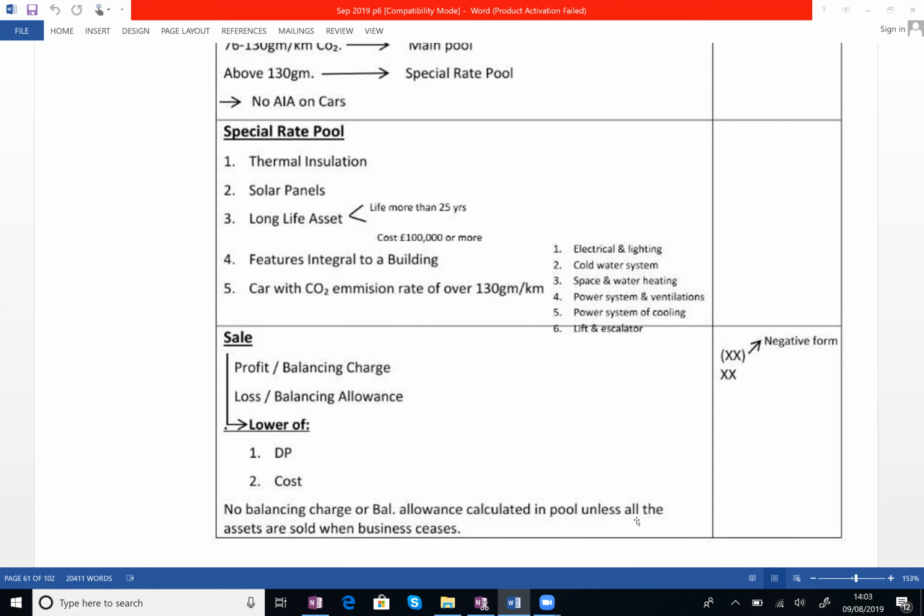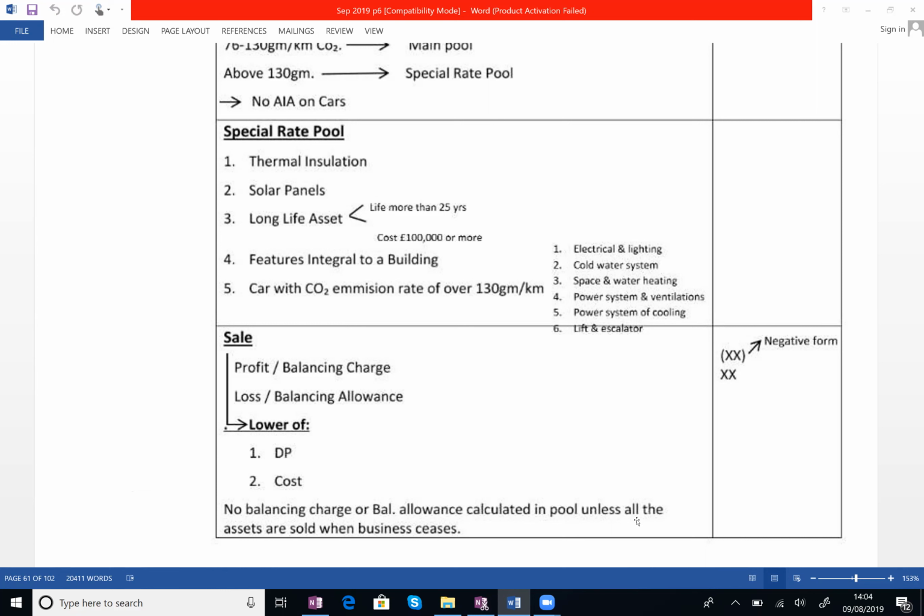Correct it, make it 110. So now tell me, if 110 grams of carbon dioxide is emitted, in which column will you include it? Main pool. It will be included in the Main pool. And next, car has, we will never claim the AIA on cars.